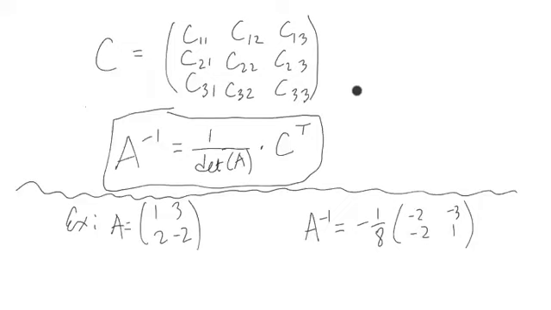Notice that this formula works well if we can divide by the determinant of A, namely if it's non-zero. If it's non-zero, you can actually always find the inverse right here. If the determinant is 0, we wouldn't be able to find the inverse at all.